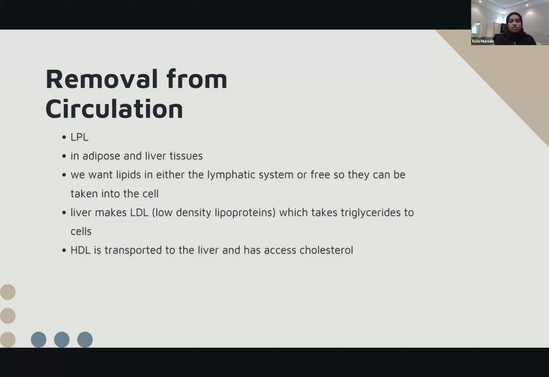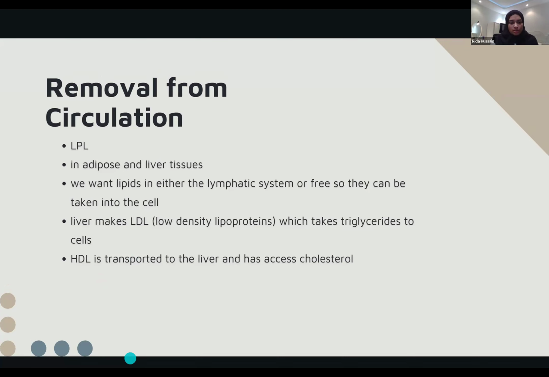Does that make sense? So the liver makes the LDLs, which takes triglycerides to the cells and makes it available in a form that can be used by the cells, and HDL is the one going to the liver. So LDL leaves the liver, HDL goes to the liver. This is an important concept. Okay, moving on.